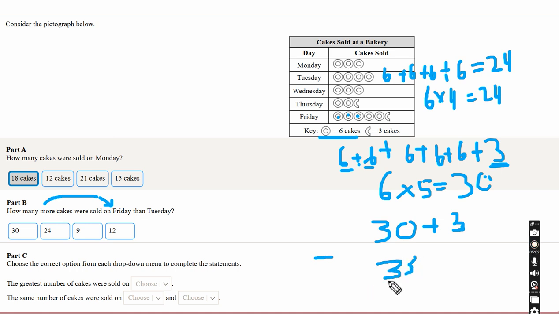33 minus 24. So what do we get here? 33 minus 24 is 9. You'll get it as 9. So let's put that as the answer.